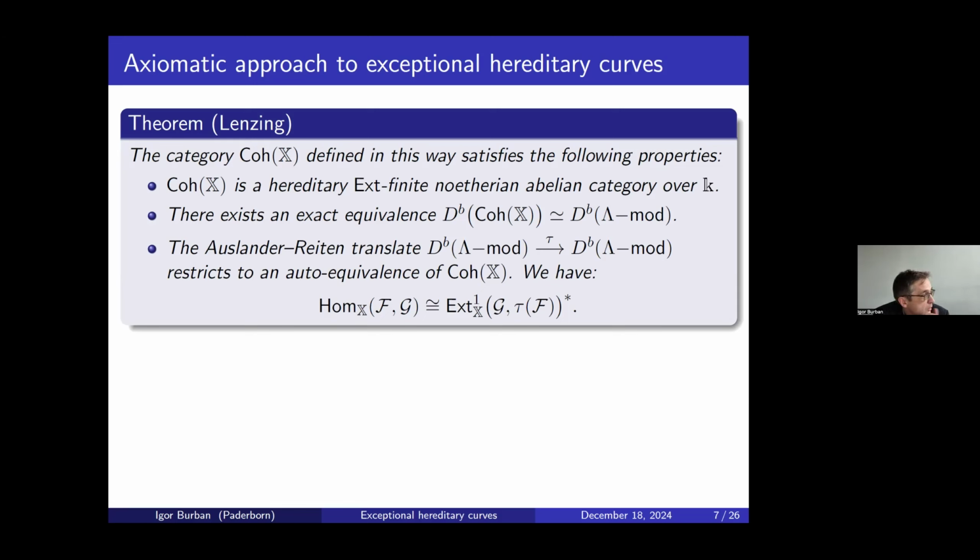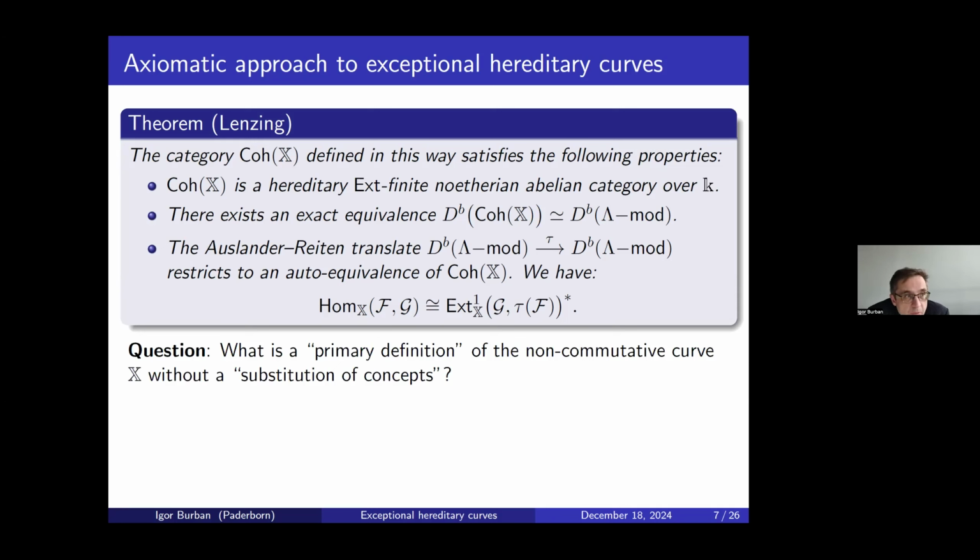Lenzing and later other scholars, in particular Dirk Kussin, worked on categories of this sort, saying these are categories satisfying some list of axioms. In this slide, I would like to quote the axiomatic approach to exceptional hereditary curves. So here, curves arising in this way are still tame. So it is a domestic case. But one can generalize this approach to define exceptional hereditary curves in general when we replace Lambda by a canonical algebra.